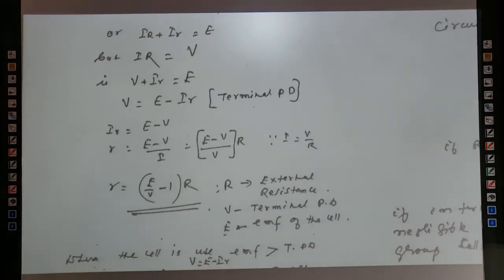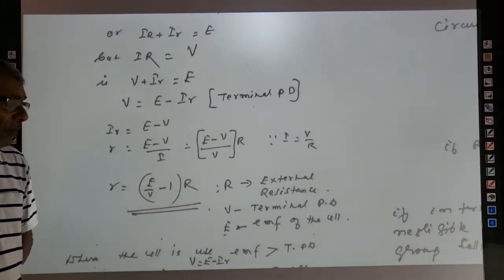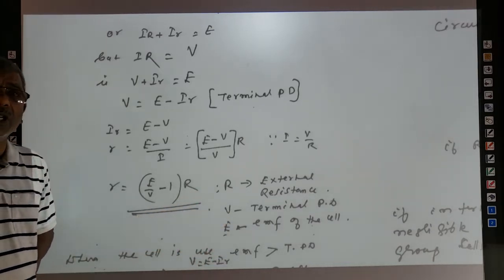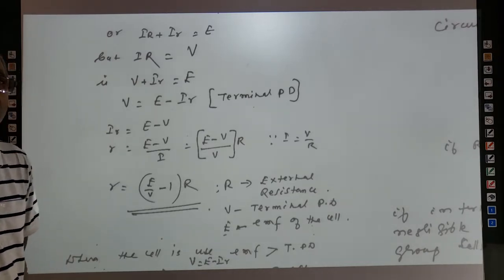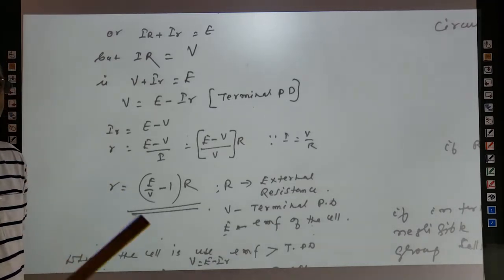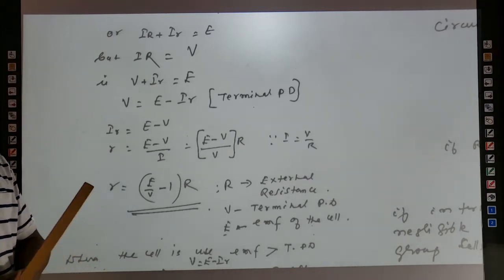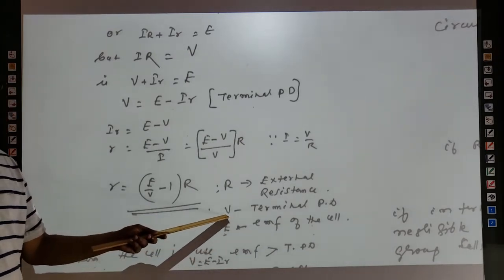R goes in the numerator. That is, small r is equal to (E by V minus 1) into R, where R is the external resistance and V is the terminal PD of the cell. Terminal PD means the useful potential difference. That means we are giving potential difference to an external load. The load gets the potential difference, or energy, equal to V only.